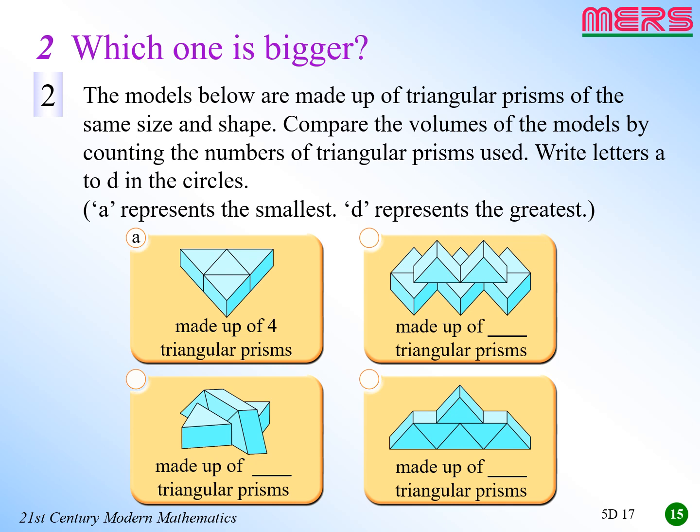Picture A has 4 triangular prisms. Picture B has 5. Picture C has 6. And picture D has 8 triangular prisms. So which model has the largest volume? Yes, of course, it is picture D, which is made up of 8 triangular prisms and is the largest in volume.